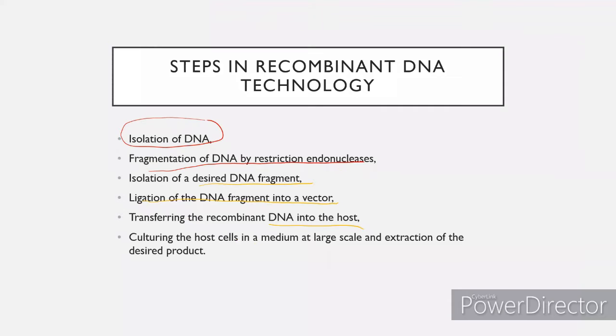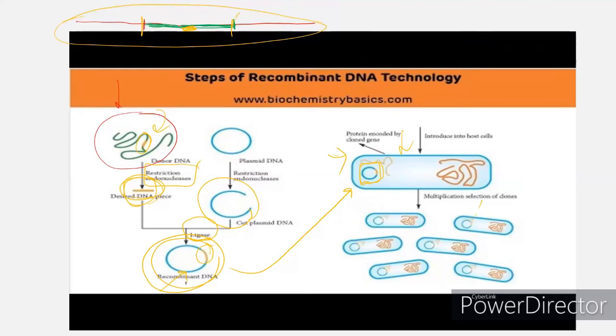Then culturing the host cells in a medium at large scale and extraction of the desired product. So we have cultured it in a medium, and then it's actually multiplying. Many copies of the plasmid DNA with the desired DNA fragment have been made. Then this particular DNA will transcribe to RNA, and then it will be translated to protein. So protein is the desired product.